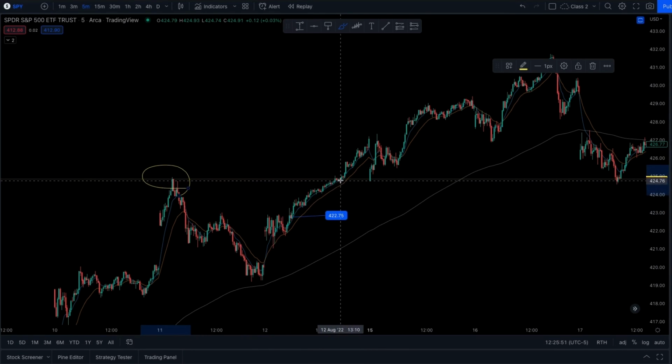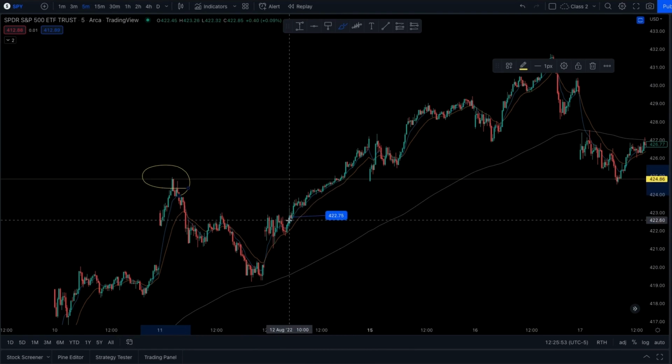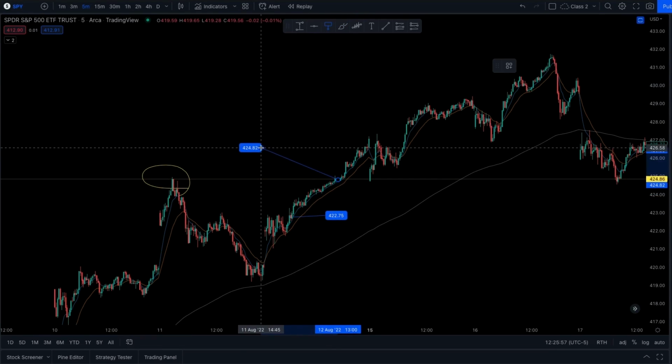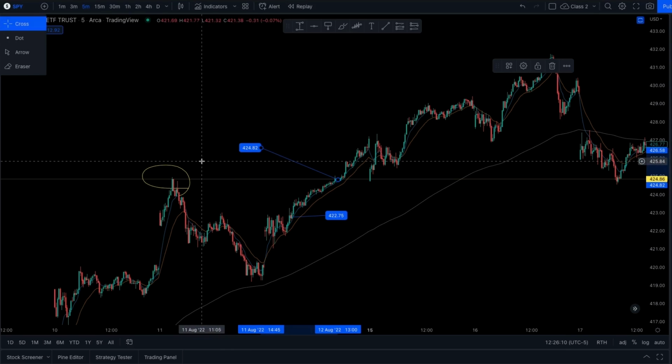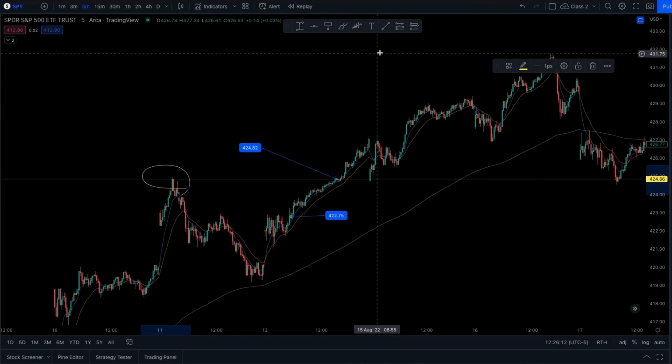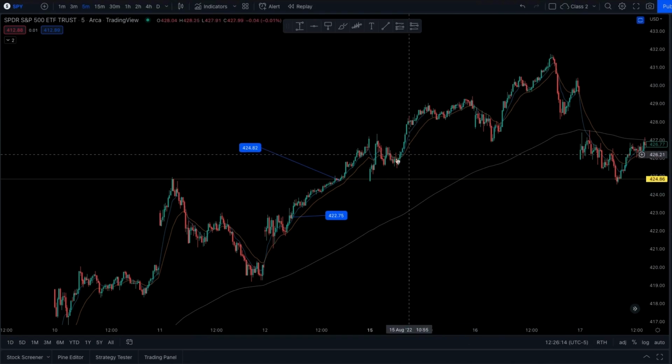We would exit most of our position at this point, which is a pretty significant gain already, right? It's a $2 move, which is a phenomenal gain on SPY. But let's say that we wanted to maximize the trade, right? Let's say that we wanted to see if we could get more out of this trade. We can use the 8 EMA to guide us.